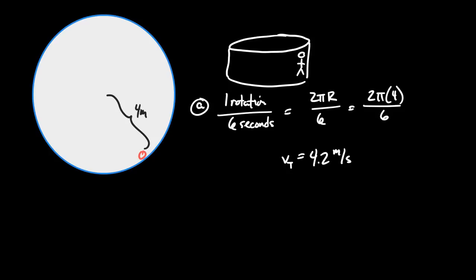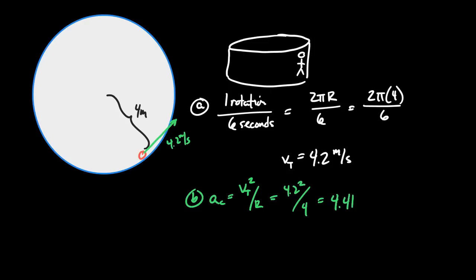All right, so they have a tangential speed of 4.2 meters per second. So B asks for the centripetal acceleration. Centripetal acceleration is just v squared over r. So 4.2 squared divided by 4. That's it. So it's just a little bit more than 4. 4.41 meters per second squared.